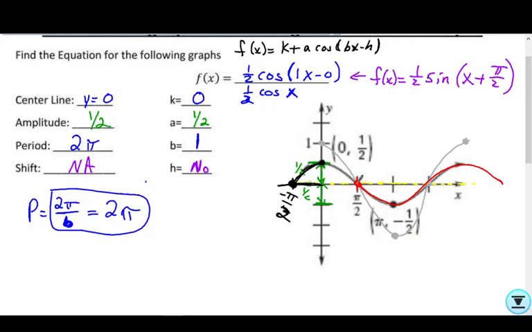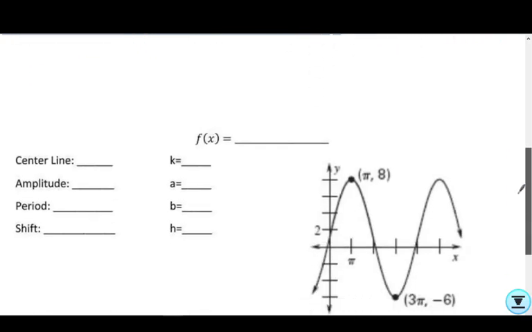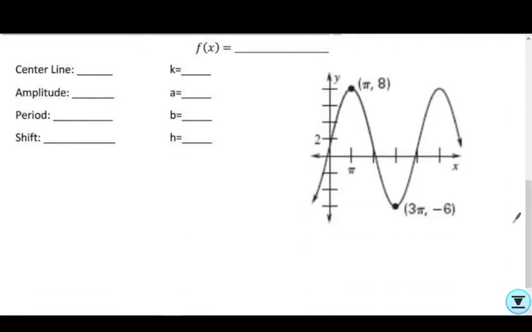The reason I use cosine is because right here, just like the parent function, it starts at its maximum at the y-axis, okay? So that's why I chose cosine. All right, let's look at the second example. All right, this one's going to be a little bit more difficult. All right, so let's see.